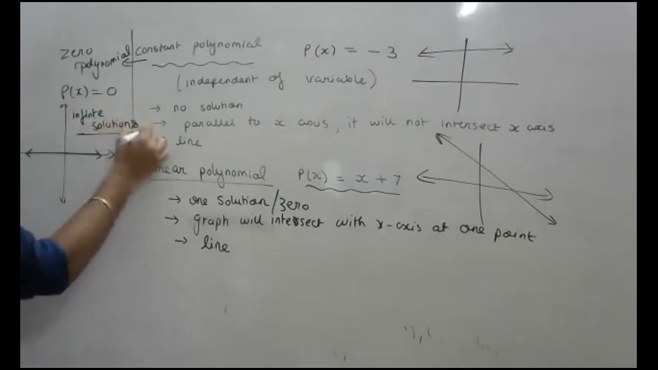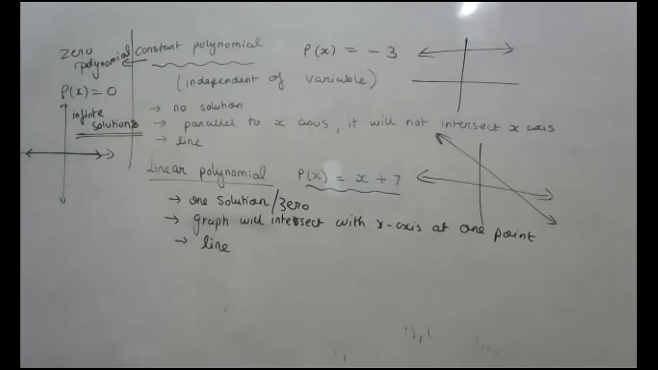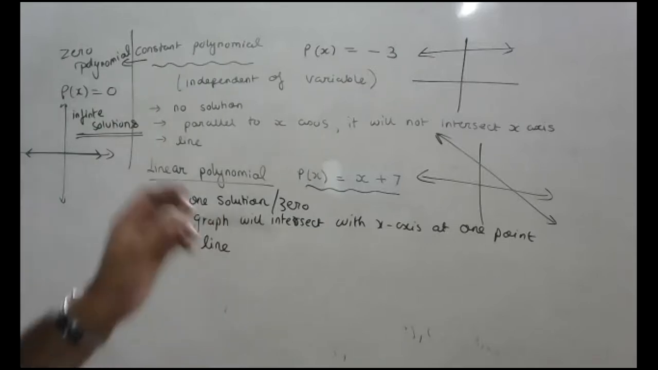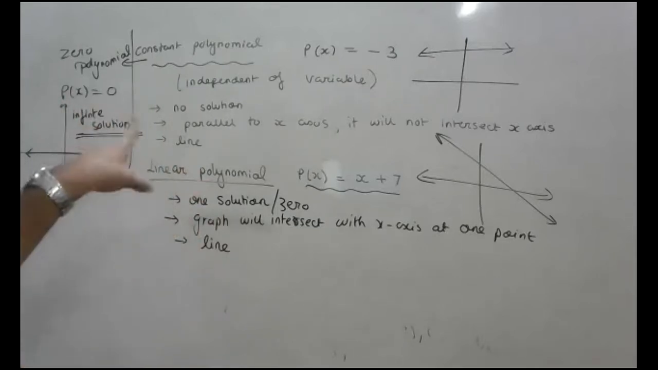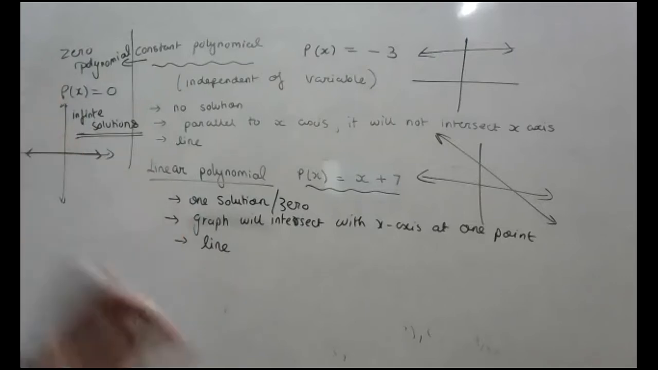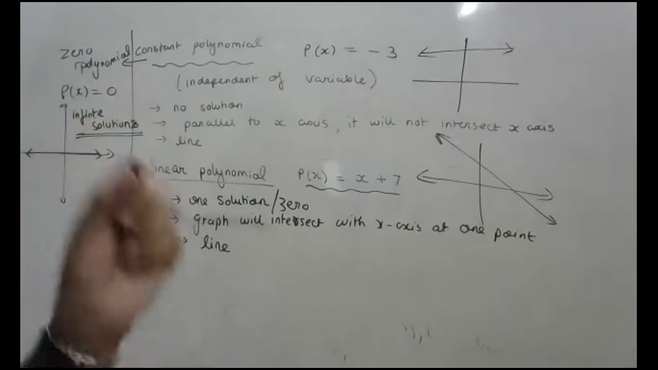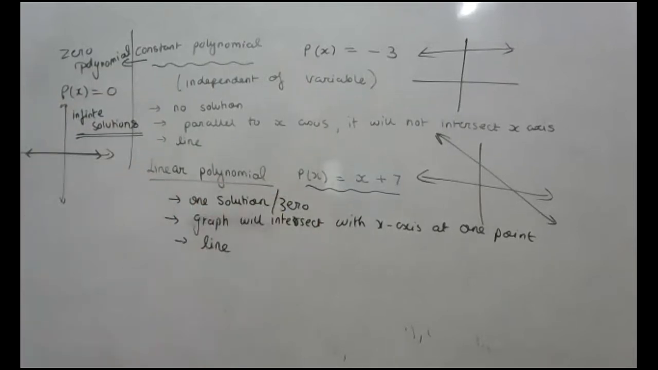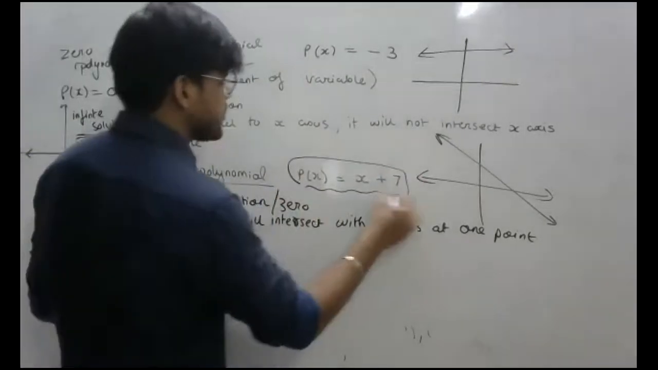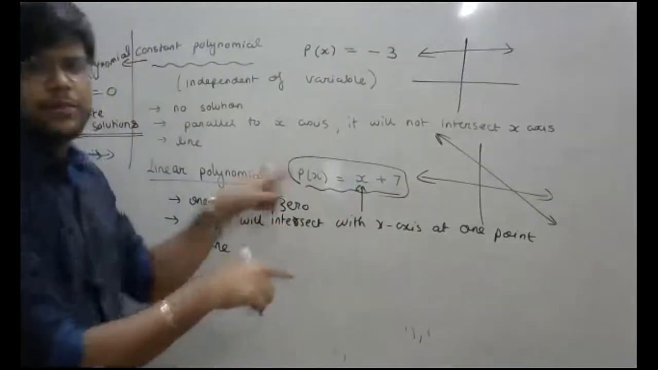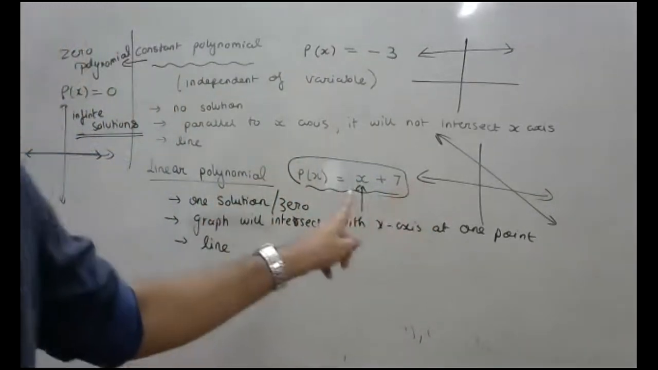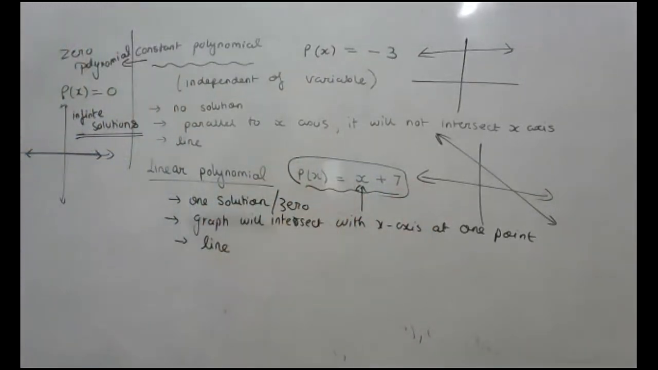What do you mean by infinite solutions? Whatever value you consider for x, आप x कोई भी value ले लो, p of x तो 0 ही है. You will get p of x as 0 only. हम solution किसको बोलते हैं? Solution means you should get p of x as 0. x की वो value जिसमें p of x 0 हो जाए. यहाँ पे what will be the solution? What should be the value of x so that p of x becomes 0?